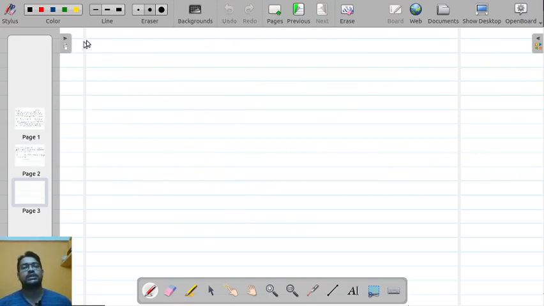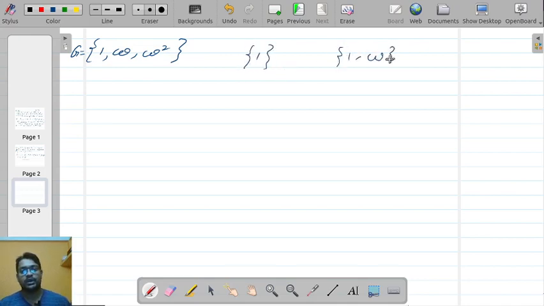In our last class we had also seen some other examples of subgroups. If you have the group G equal to {1, omega, omega square}, there also we had only the trivial subgroups, because singleton 1 is a subgroup, but {1, omega} is not a subgroup.